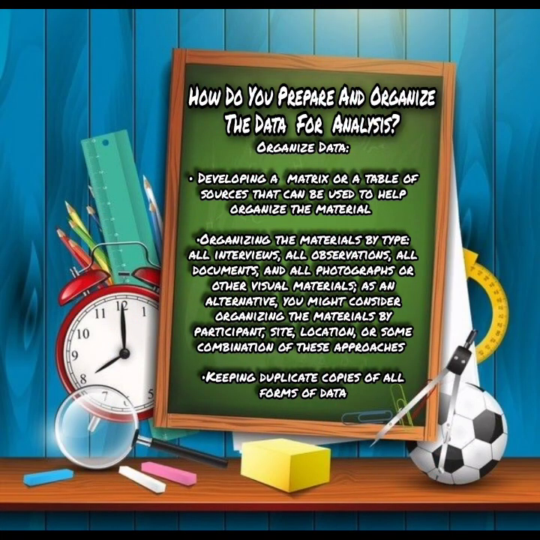How do you prepare and organize the data for analysis? First, organize data. With a sizable amount of data, organizing the information requires a system of organization, which could take several forms, such as developing a matrix or a table of sources that can be used to help organize the material. You can organize the material by type: all interviews, all observations, all documents, and all photographs or other visual materials. As an alternative, you might consider organizing the material by participant, site, location, or some combination of these approaches. And you should keep duplicate copies of all forms of data.